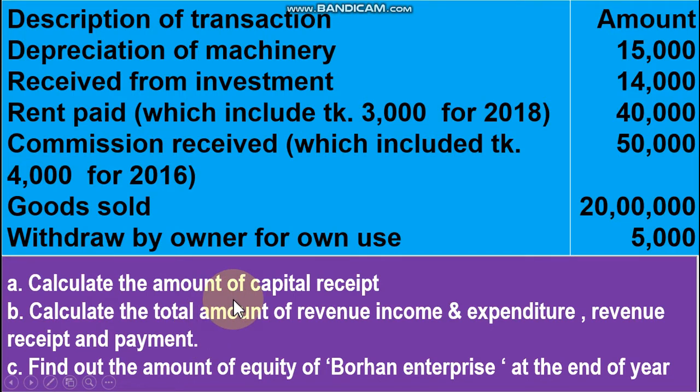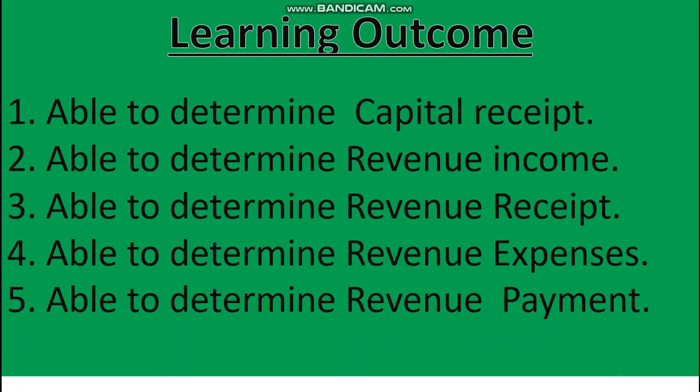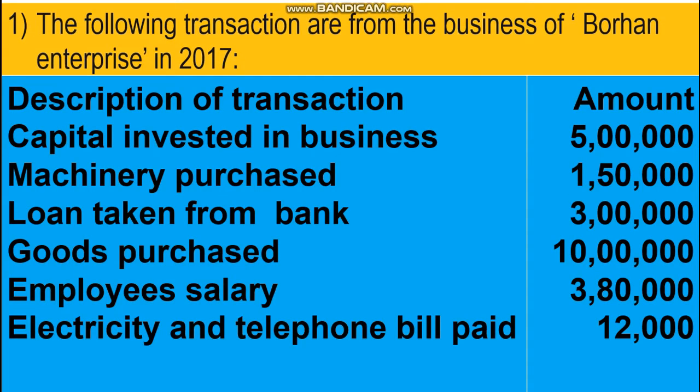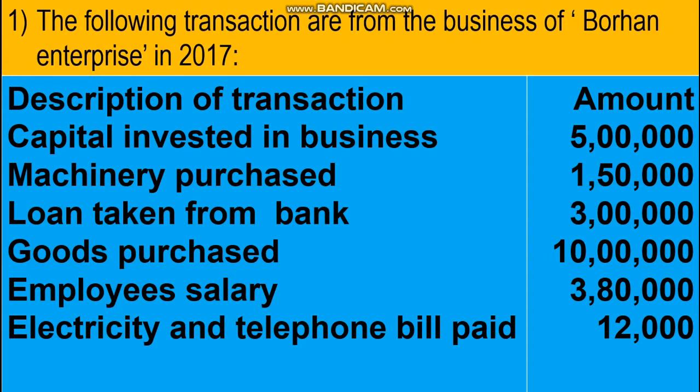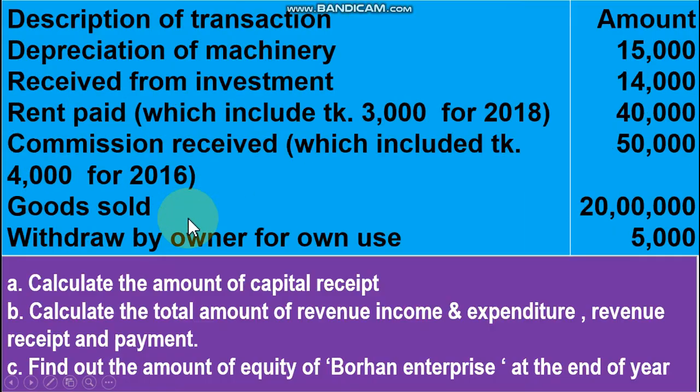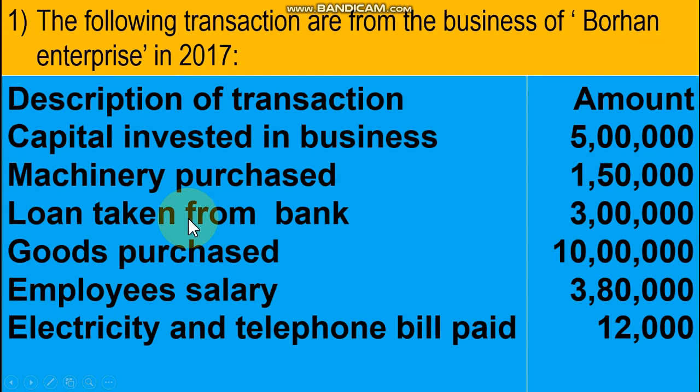Dear student, if you can remember, last class we discussed capital receipt means the receipt which is irregular. That means the receipt which will not be received at regular intervals, that is capital receipt. And we have very few examples of capital receipt. Last class I told you we have only 3 examples of capital receipt, that is capital invested in the business, loan taken from bank, and sale of any asset. So we have read out the question. Here capital invested in the business is a capital receipt, loan taken from bank is another capital receipt, and there is no sale of asset here, so only 2 capital receipts.